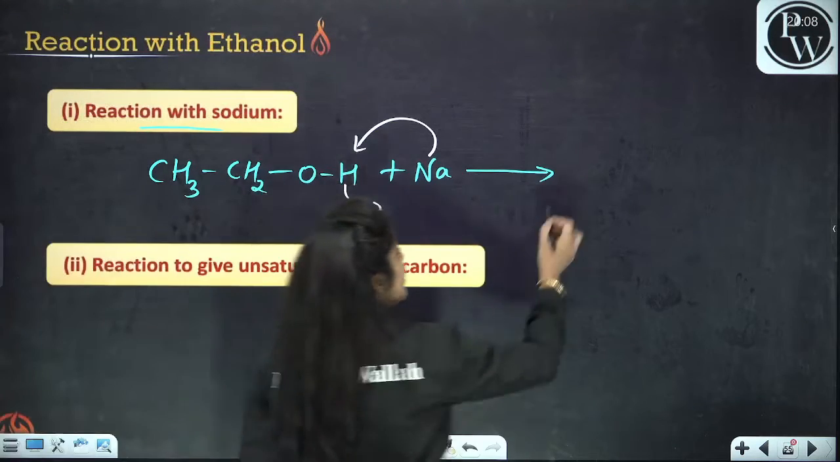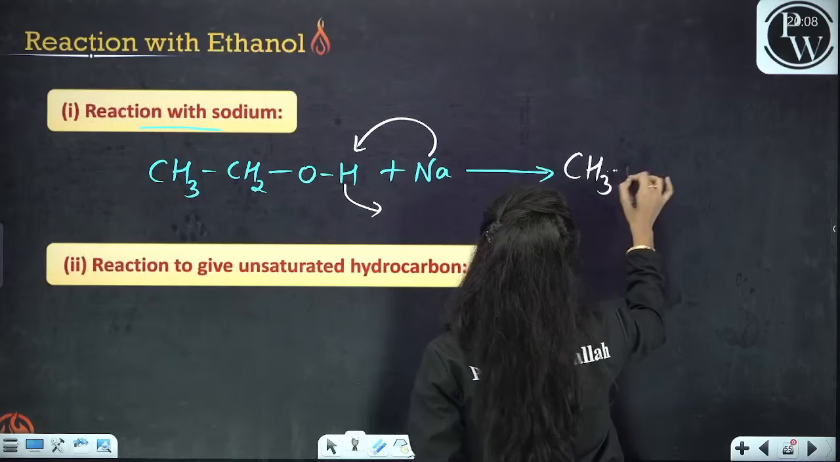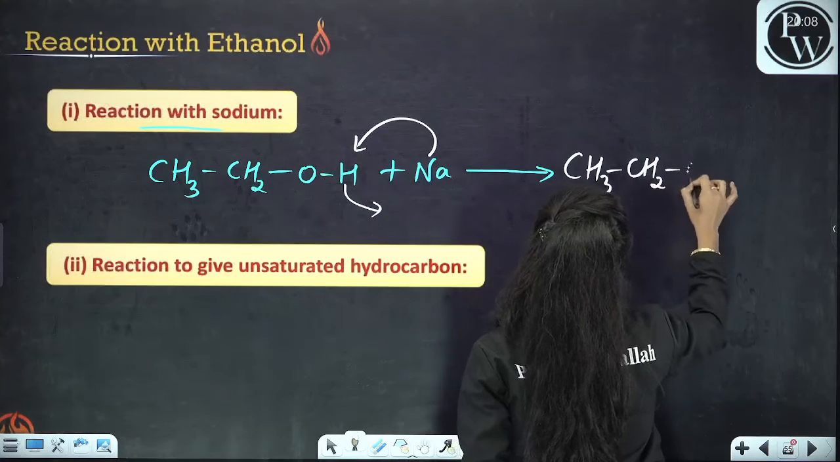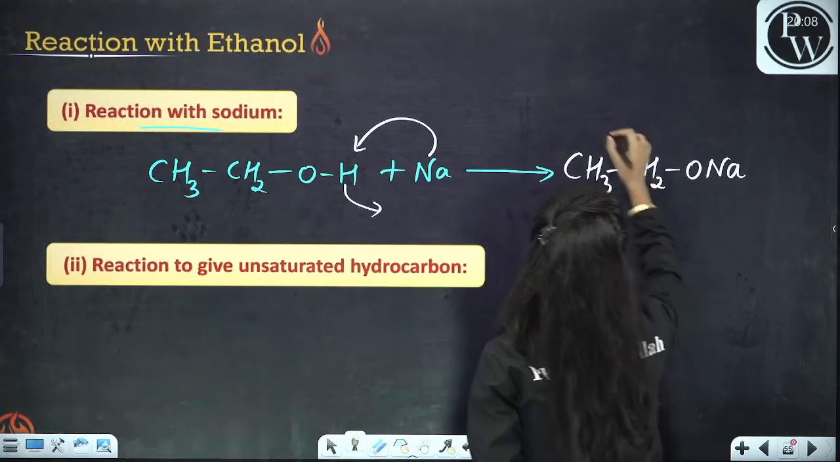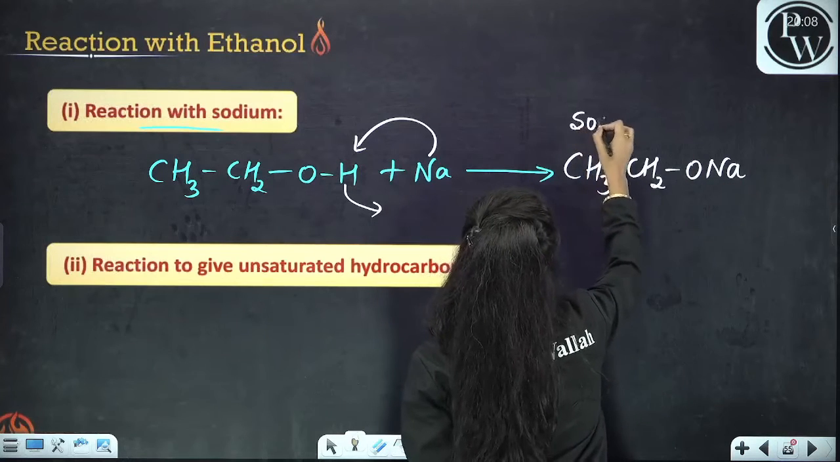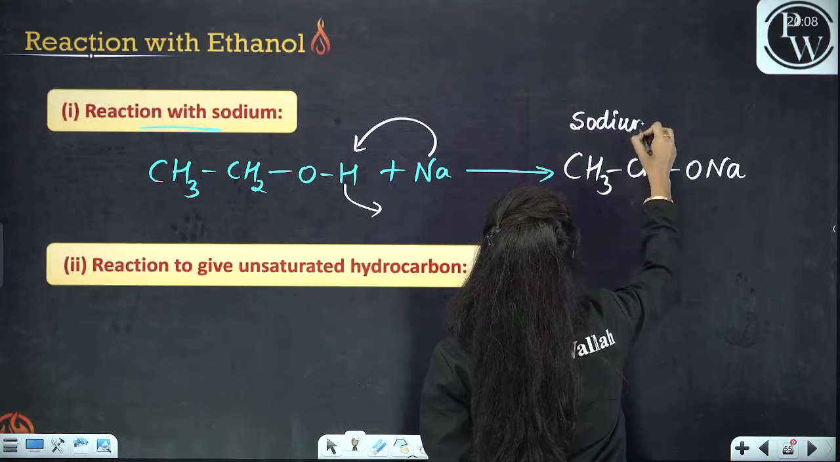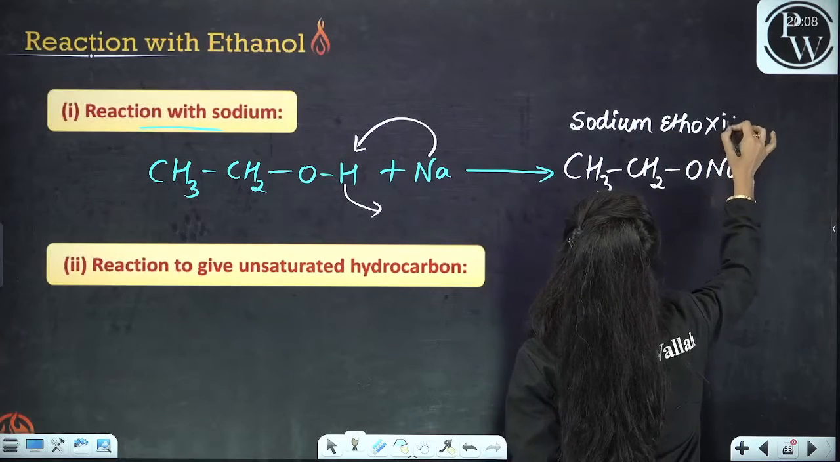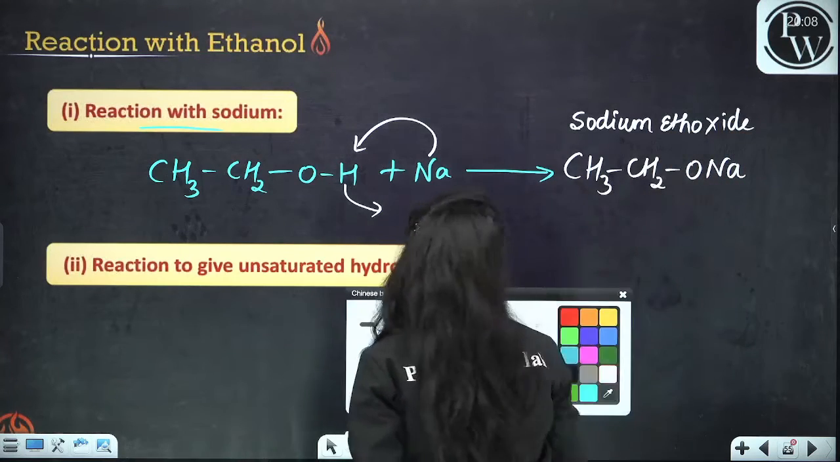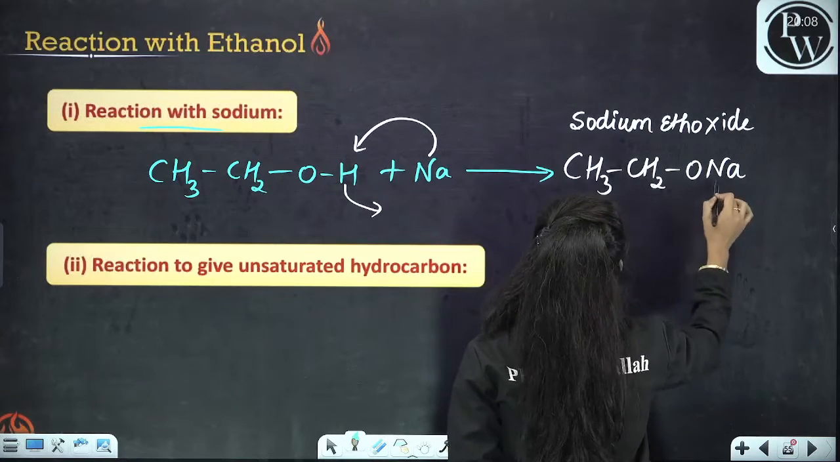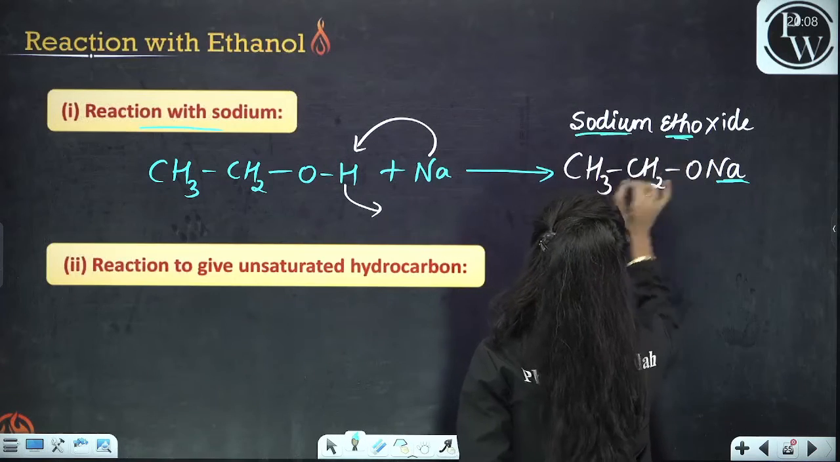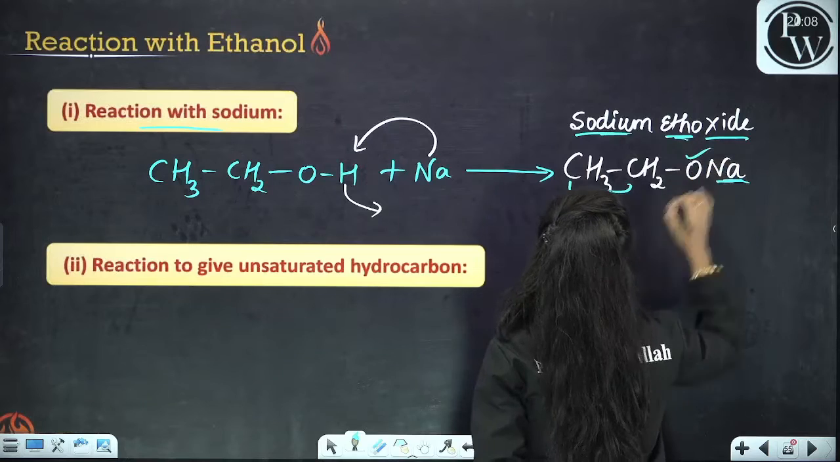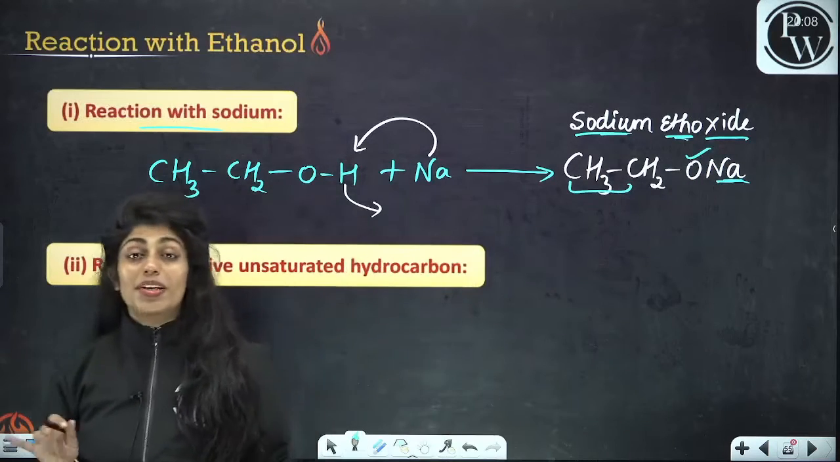So it is CH3CH2ONa, which is sodium ethoxide. How will you name this? Ethoxide. Simple, simple. You check it. Sodium. Eth, 2 carbons. Oxide, oxygen is present. Sodium ethoxide.